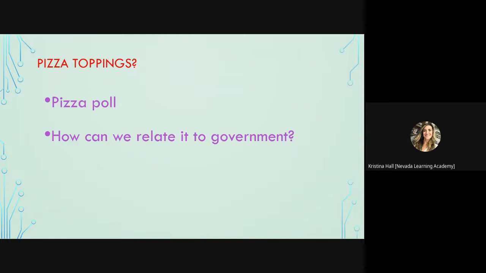The way we started class, or kind of introducing government, is we used the topic of pizza. In class, I set up a poll and asked people what their favorite type of pizza topping was. Is it cheese or meat or veggie or everything? Overwhelmingly in all the courses, everybody loved meat. The reason we use this analogy was the idea of, how can we relate pizza toppings to government?